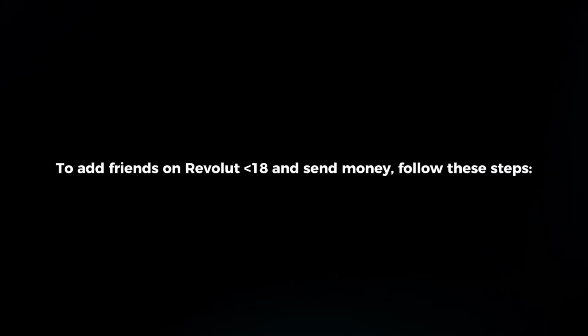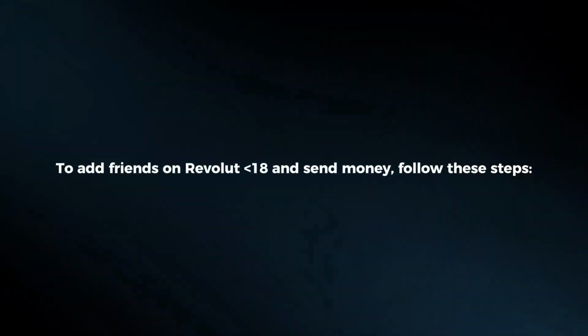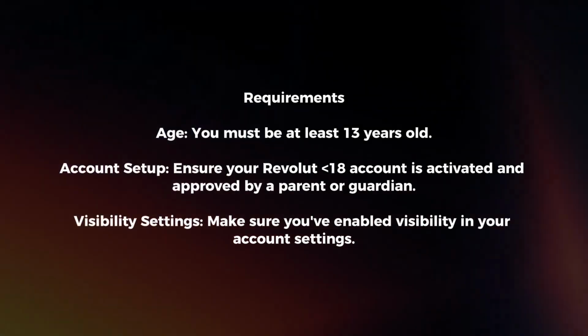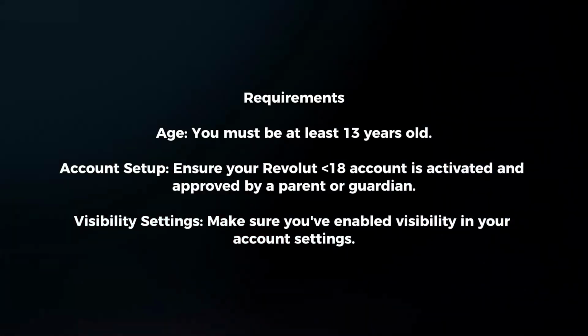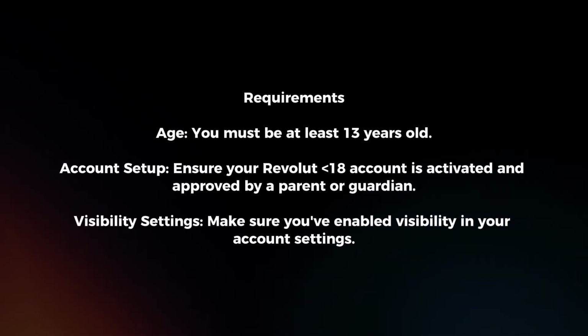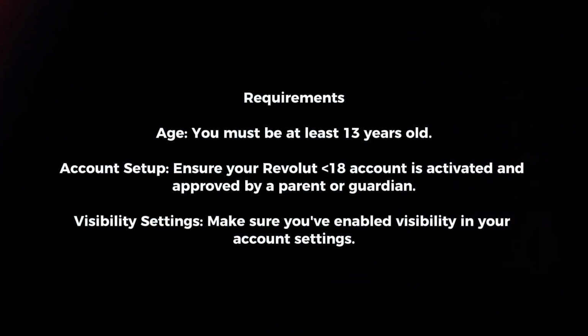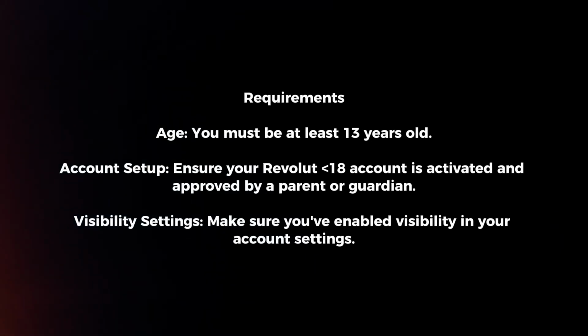To add friends on Revolut <18> and send money, follow these steps. Requirements: age, you must be at least 13 years old. Account setup: ensure your Revolut <18> account is activated and approved by a parent or guardian. Visibility settings: make sure you've enabled visibility in your account settings.